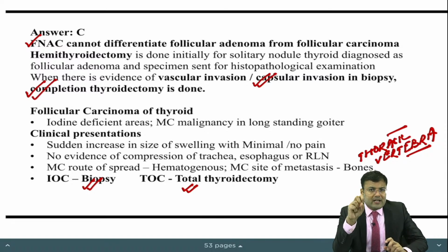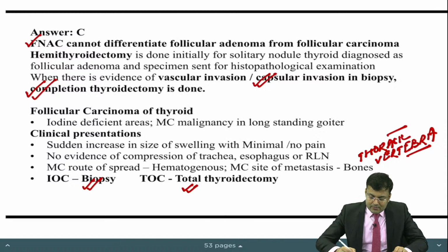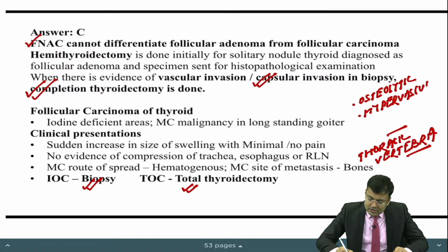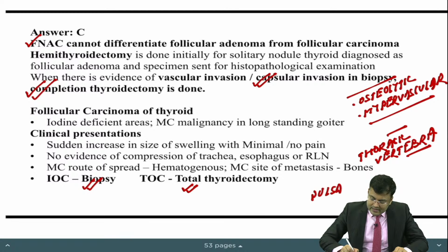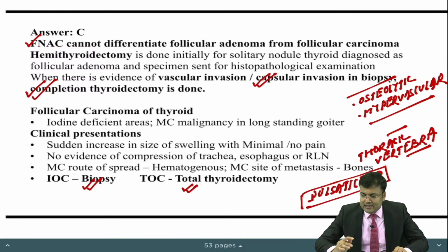And you know what kind of secondaries are seen? There are pulsatile secondaries. And what are the pulsatile secondaries? These are osteolytic and hypervascular secondaries, known as pulsatile secondaries. You people tell me, there is another malignancy in which pulsatile secondaries are seen. Tell me. I am waiting for your reply.